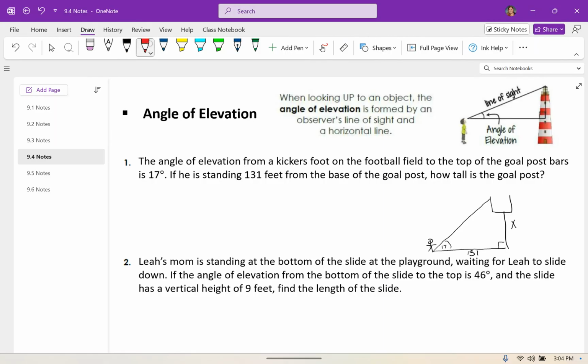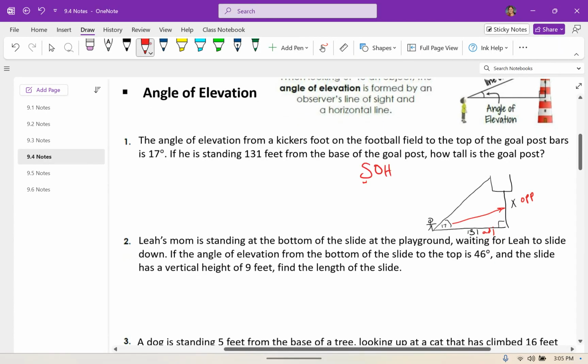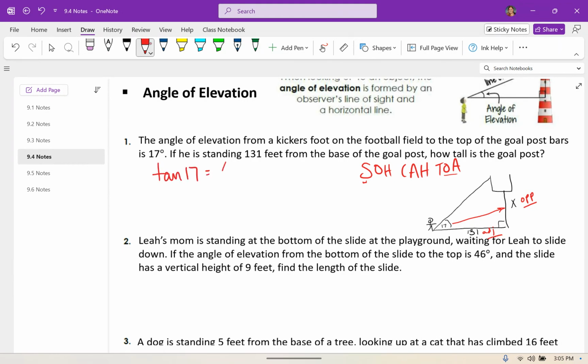Okay, so hopefully you can see the right triangle here. We are looking from 17 degrees across, so X is opposite, and 131 is adjacent since it's not the hypotenuse. So if you need to write SOHCAHTOA, please do so. I have opposite and adjacent, which is OA, so I'm going to use tangent. So tangent of the angle equals opposite over adjacent. And we are going to solve for X by multiplying by 131 on both sides. And now I have X equals 131 times tangent of 17.